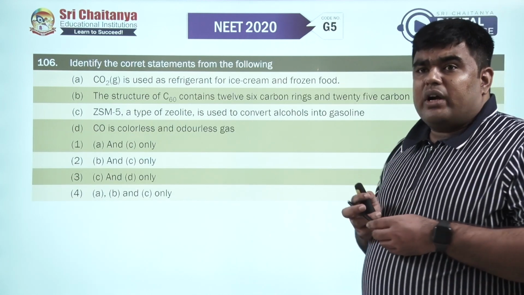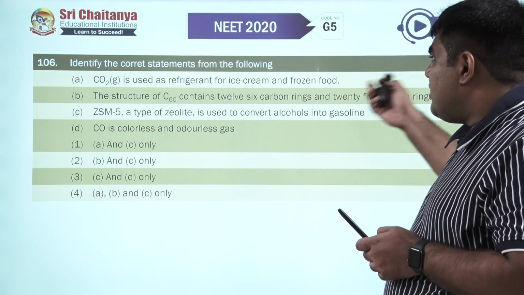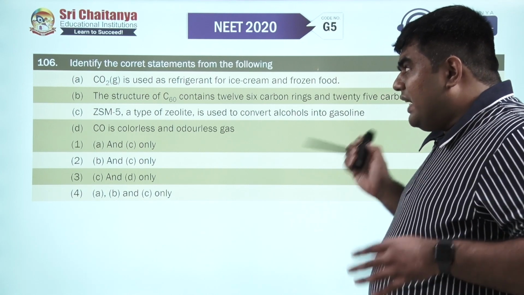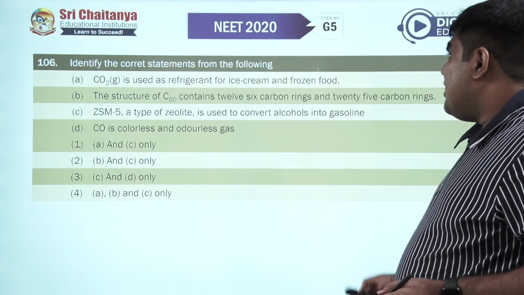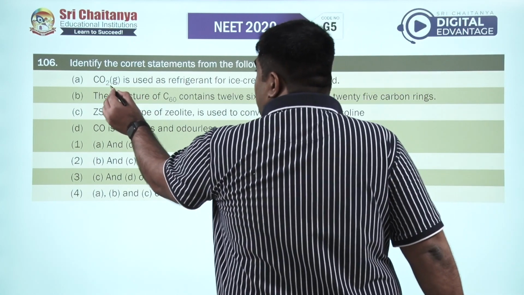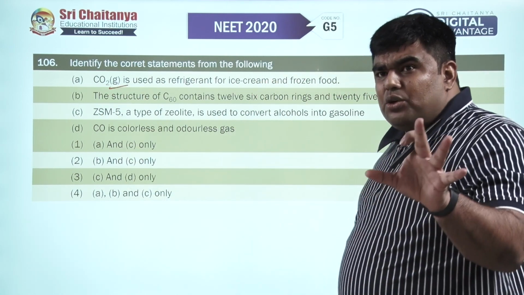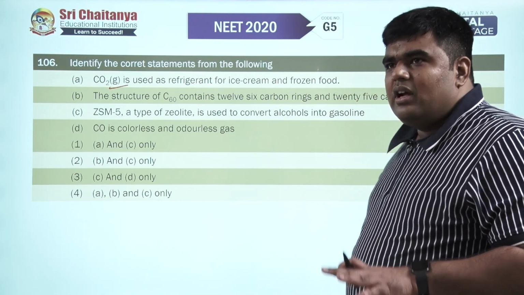Now let's move to 106. We have to identify the correct statement from the following. A: CO2 is used as a refrigerant for ice cream and frozen food. Now if we look carefully, it is CO2 gas here. It is solid CO2 which is used, not the gas. So the first option is not correct.